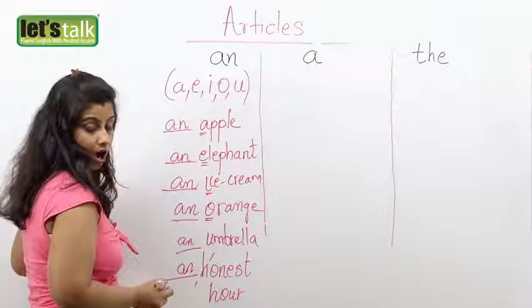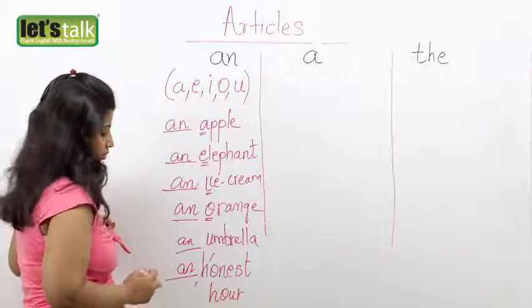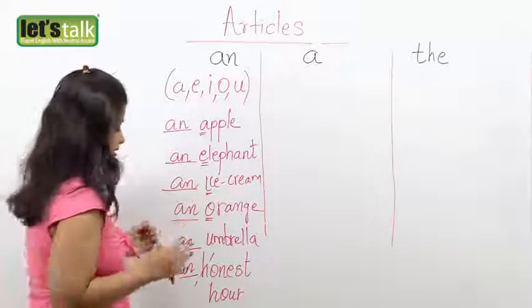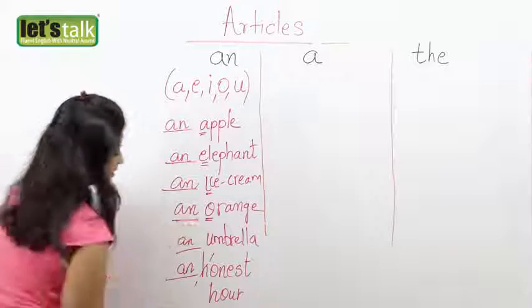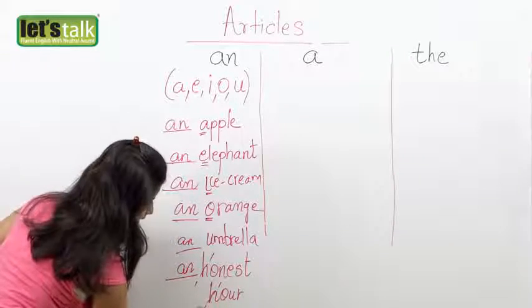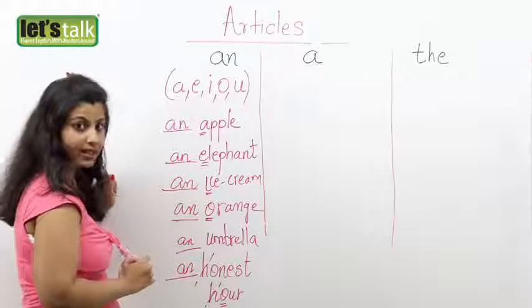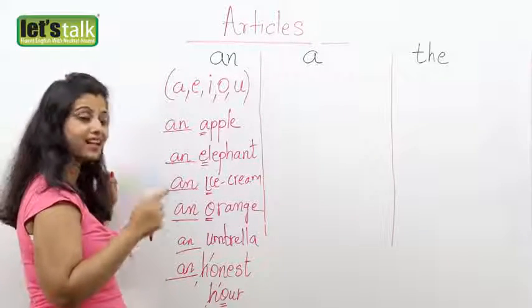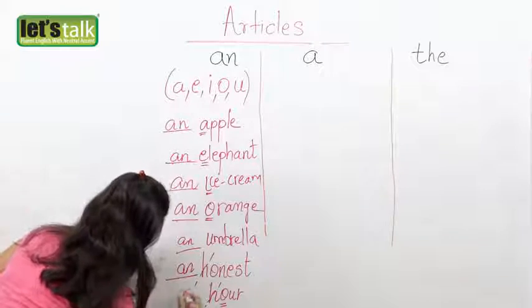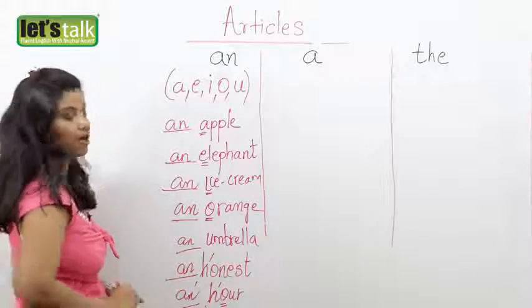There's another word which I need to share with you, and that is hour. Do we say "hour" with an H sound? No, we don't. We say "an hour". So why do we say "an hour"? Because the H again is silent and my first sound is O, which is again a vowel. That is why I am going to say "an hour".